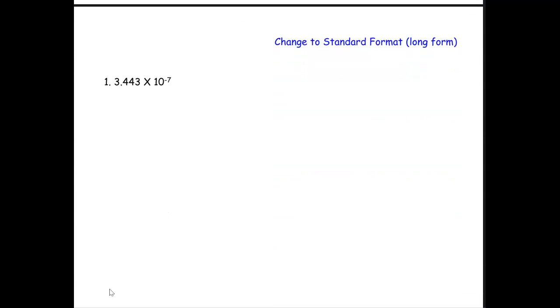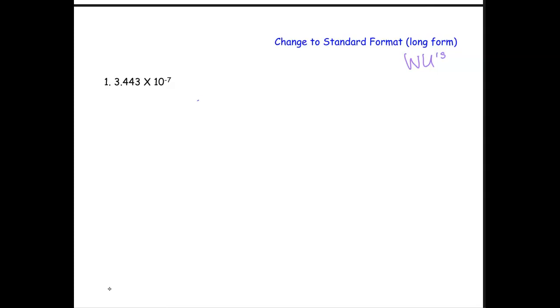So here we go. Number 1, change to the standard format. Remember that in science, we want to see your work. Go ahead, roll those eyes. I can see you doing it. Okay, here we go.